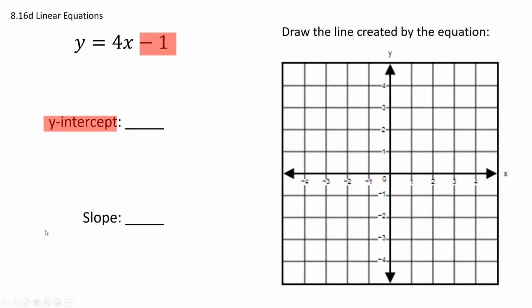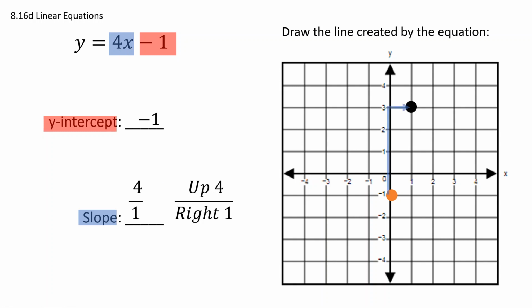So y-intercept is -1. You mark your -1. Your slope is 4. You want to think of it as a fraction, so you're going to think of it as 4 over 1. And it's going to be up 4, right 1. And really, I should only have the 4 highlighted here for the slope. 4x is not the slope. 4 is just the slope. All right, so up 4, right 1. Or you could think of it as down 4, left 1. Negative over negative is a positive. Down 4, left 1 puts you right there. We'll keep going.